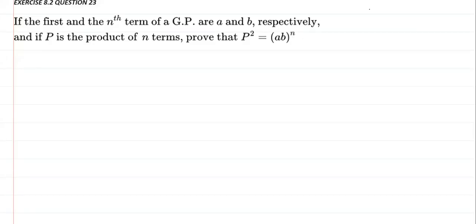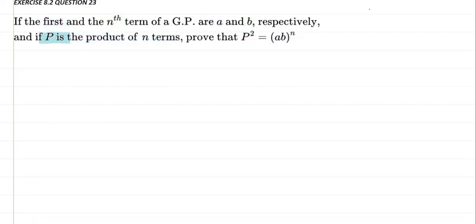We are now on question number 23, that's exercise 6.2. The question says that if the first and the nth term of an AP are A and B, that means the first term is A and the nth term is B. Further, it is given that the product of the first n terms is P, and we have to derive this relation, that is P square is equal to (AB) whole raised to the power n.